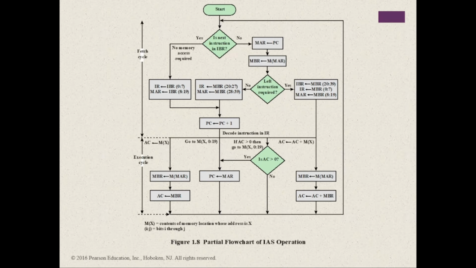To understand the flow, the IAS operates by repetitively performing an instruction cycle as shown in this figure. Each instruction cycle consists of two subcycles. First is the fetch cycle, and next is the execution cycle. The opcode of the next instruction is loaded into the IR, and the address portion is loaded into the MAR. This instruction may be taken from the IBR, or it can be obtained from memory by loading a word into the MBR and then down to the IBR, IR, and MAR.